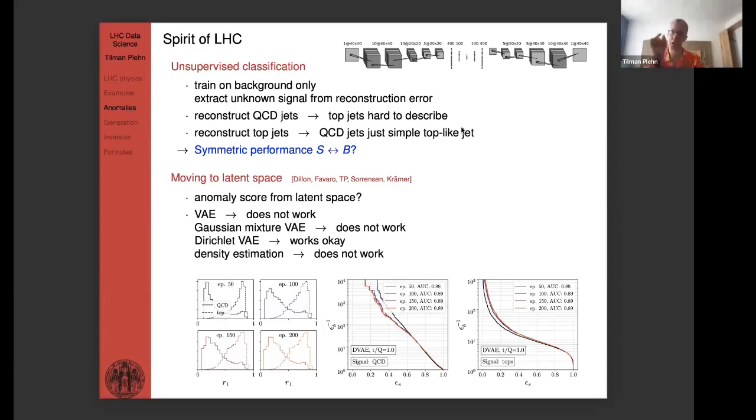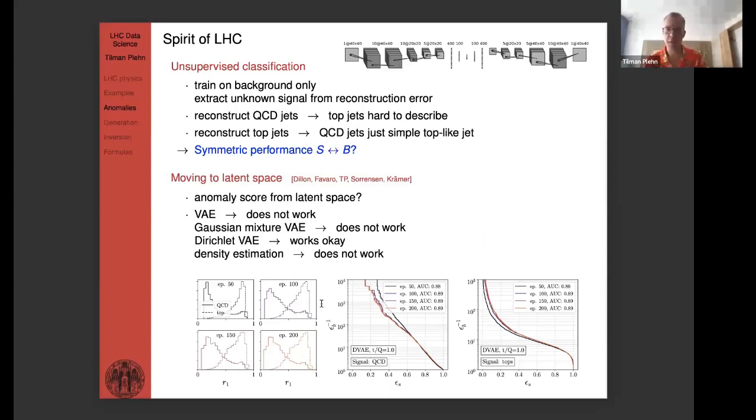So this is a very specific structured space that they construct, and that actually works. This is where I picked these plots from. To the right, you see standard ROC curves, receiver operator characteristic curves. This is signal efficiency on the x-axis, with background suppression on the y-axis, and upper right is better.